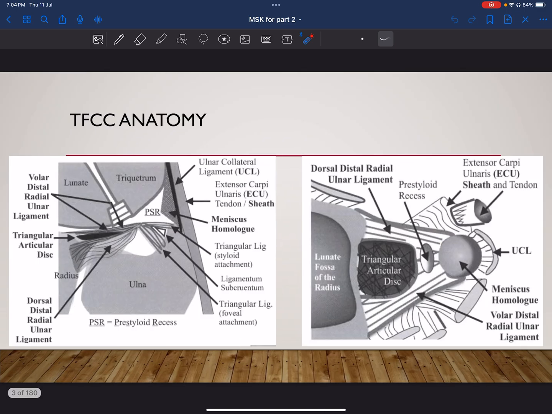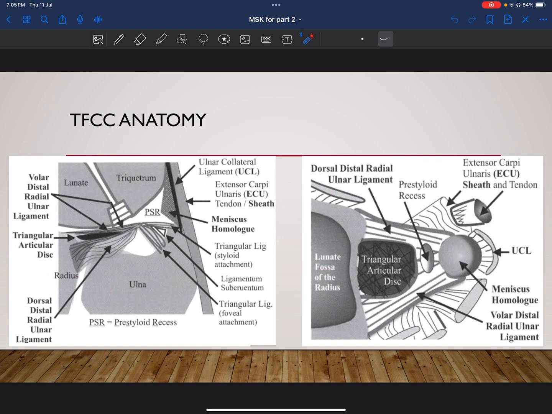Then we move on to TFCC anatomy, right? First we have to identify the triangular TFCC articular disc. See, this is the dark articular disc with two ligaments, dorsal and volar, around it. Then we have the meniscal homologue, the ligament and the tendon sheath. Then there is a space between the cartilage and the meniscal homologue, which is the pre-styloid recess. Just try to remember it if possible.